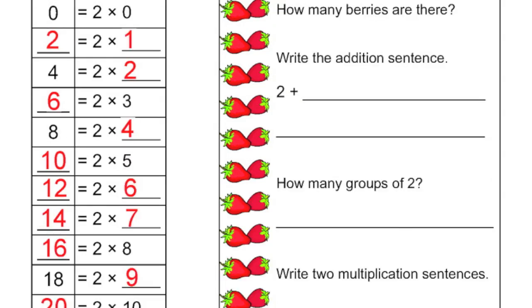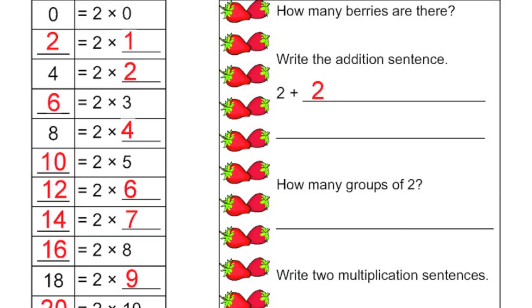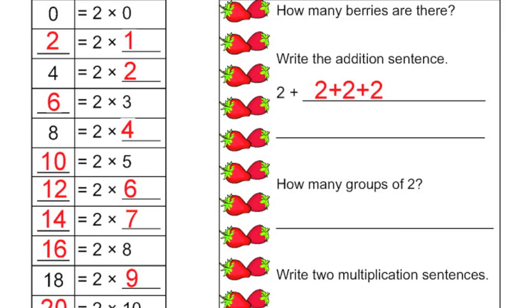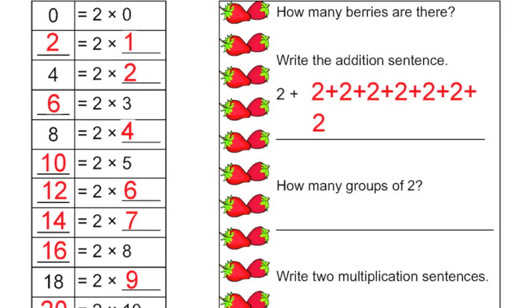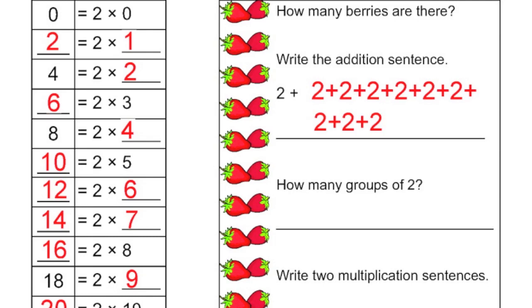How many berries are there? So if I was counting groups of berries, I would count down. I would count, okay, 1, 2, 3, 4, 5, 6, 7, 8, 9, 10. So to write an addition sentence for this, it would be 2 plus 2 plus 2 plus 2 plus 2 plus 2 plus 2 plus 2 plus 2 plus 2. So that would be 10 groups of 2.